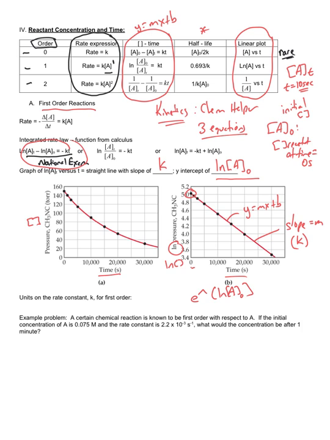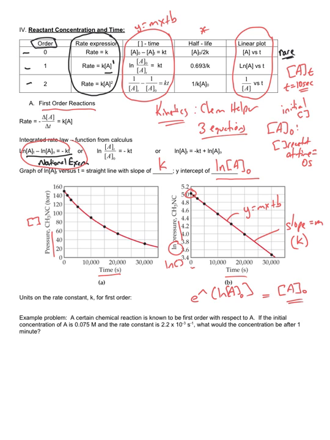If I were to take the little e of the natural log of the A value, they cancel, and that would tell me the initial concentration of the substance. Now you'll notice that instead of concentration here, we notice pressure.